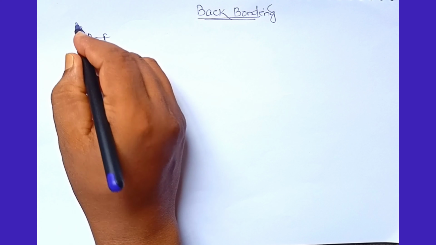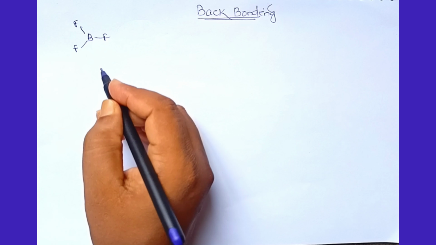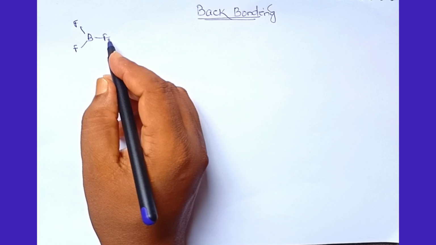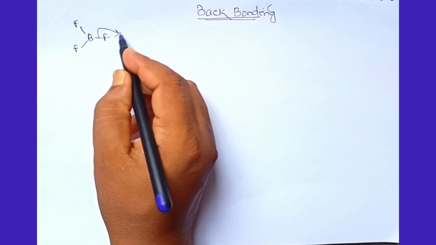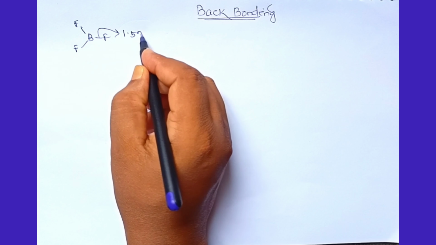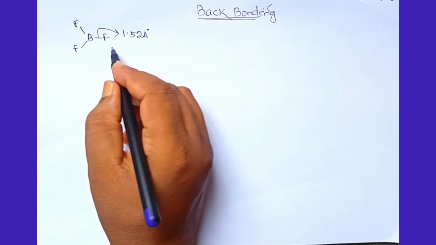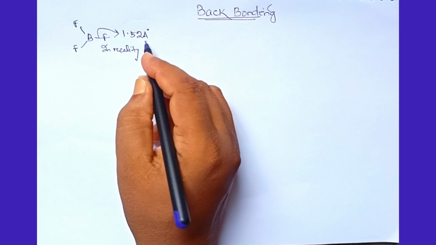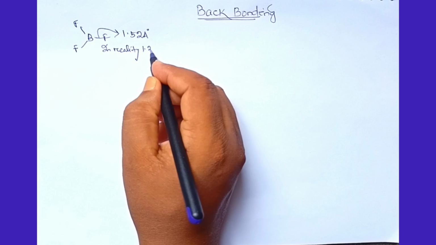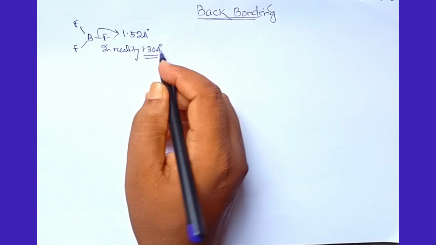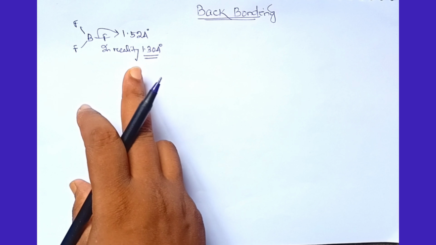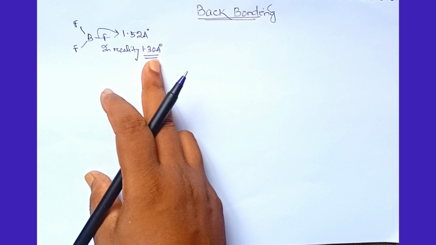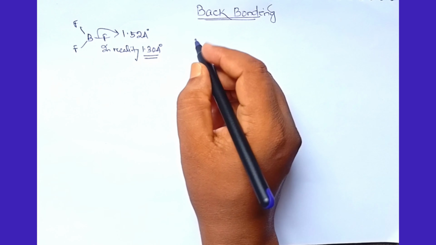BF3 molecule. If in between boron and fluorine only a single bond would be there, then the bond length should be 1.52 angstrom. But in reality, the bond length is 1.30 angstrom. Instead of 1.52 angstrom, here the bond length is reduced to 1.30 angstrom. Why is it happening so?